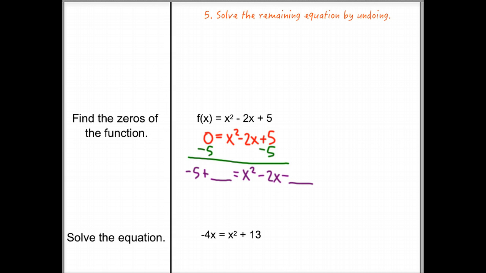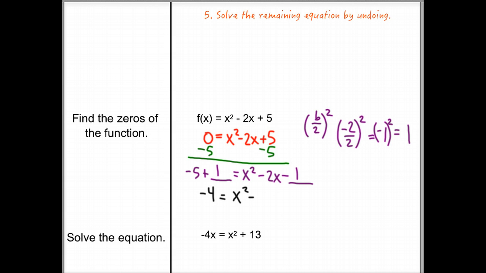So now to figure out what we want to put in the blank, we do b over 2 squared. And we know that our b is equal to negative 2, so we're going to have negative 2 over 2 squared, which is negative 1 squared, which is just equal to 1. So we're going to fill in 1 to each side. So now we're going to clean up the left-hand side. We have negative 4 equals x squared minus 2x minus 1.